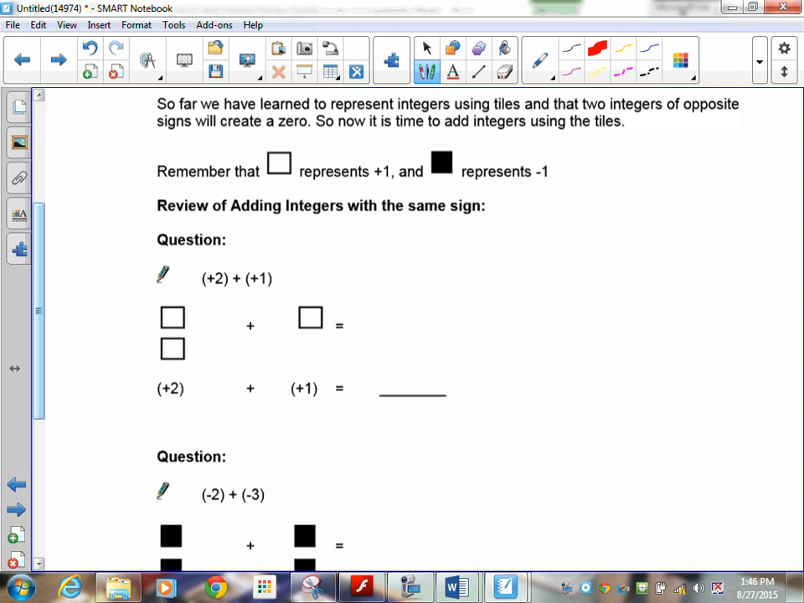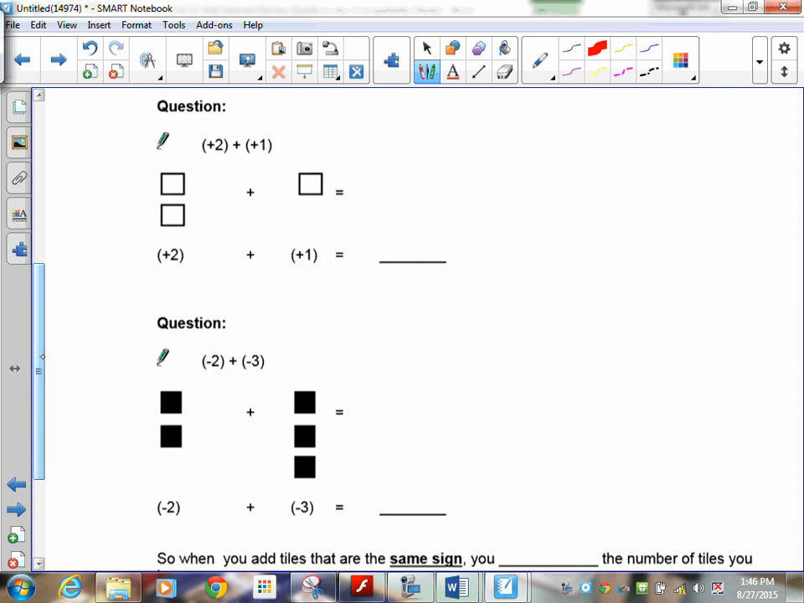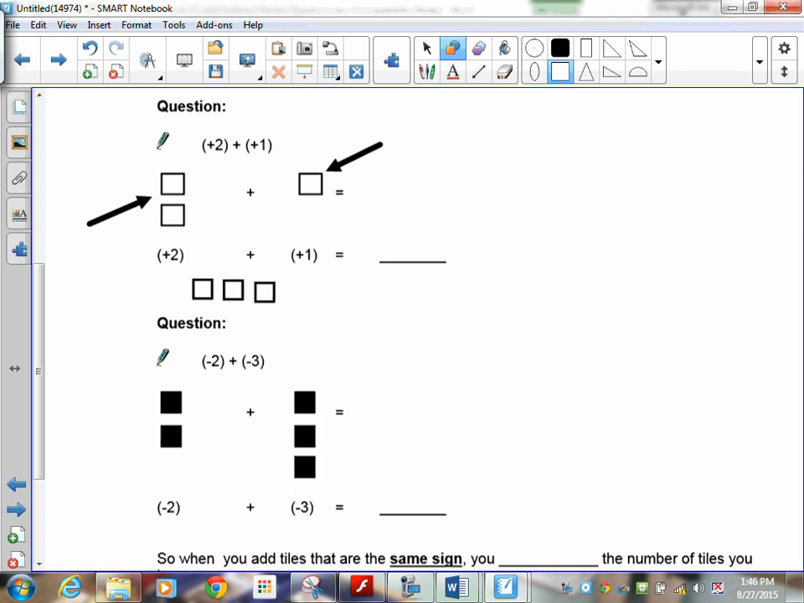We've got positive 2 plus positive 1. So first thing I'm going to do is draw positive 2 right here. Not a problem. There's my positive 2. And I'm going to draw positive 1 right there. Now this says that I'm supposed to add them together. So when I put them all together, I now have 3 of them, don't I? Now there's no positives and negatives here, so nothing cancels. So that means that my final answer is going to be positive 3.